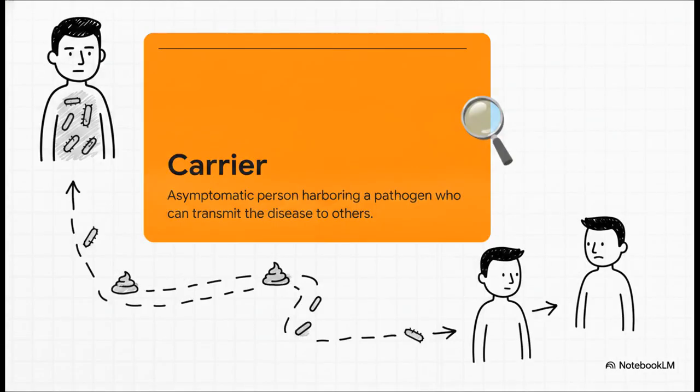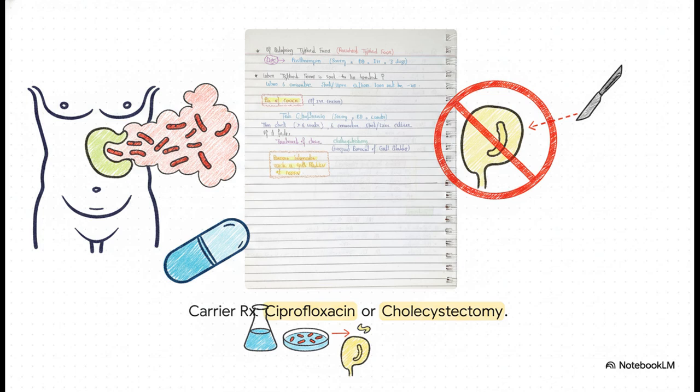But what if your patient becomes a carrier? Let's be clear on the definition here. A carrier is someone who harbors the pathogen but is completely asymptomatic. No signs, no symptoms whatsoever. But, and this is a huge but, because they are still shedding the bacteria, they can unwittingly transmit the disease right back to others through that fecal-oral route we established at the very beginning. Let's move to the next slide and see how this alters our protocol.